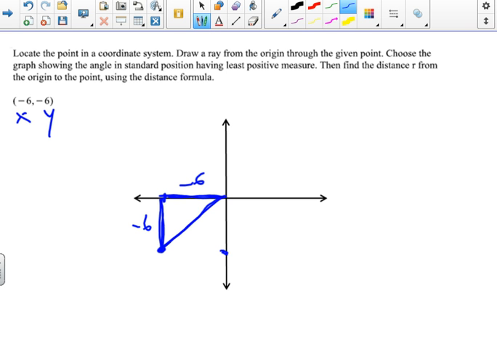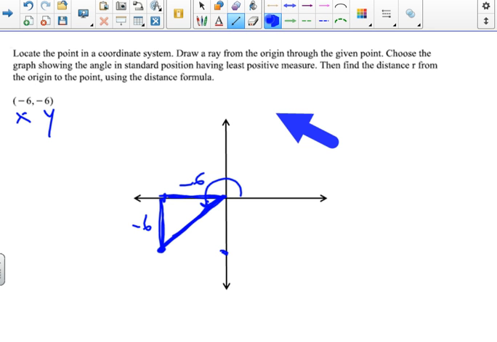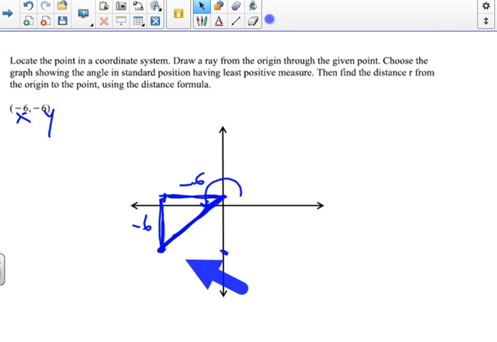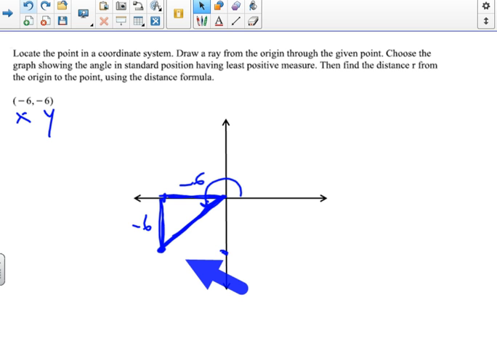So this would be the angle that they're talking about. But most importantly, I'm looking at this triangle. And if I'm going to find this distance here, which is what they asked me for, then find the distance r from the origin to the point. So from the origin to the point -6, -6.